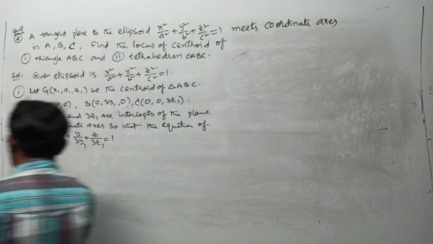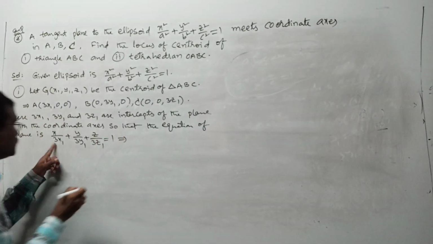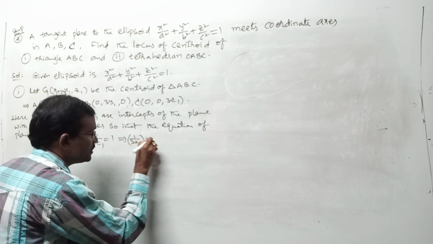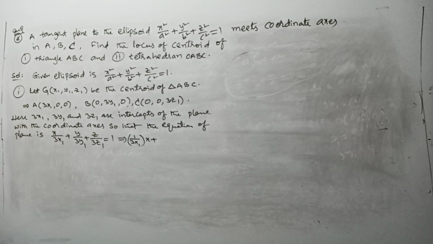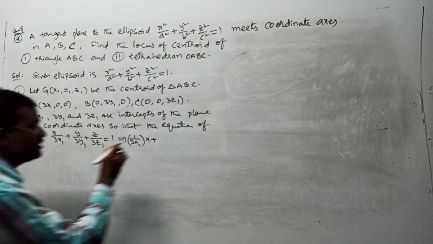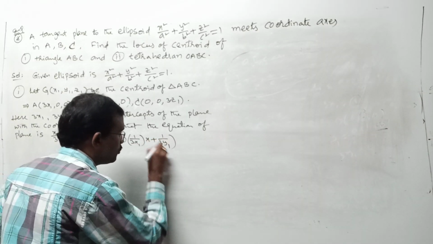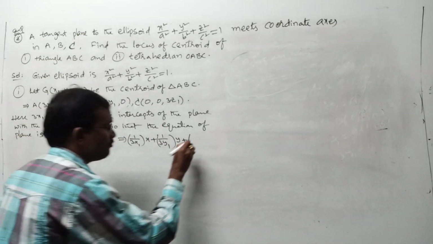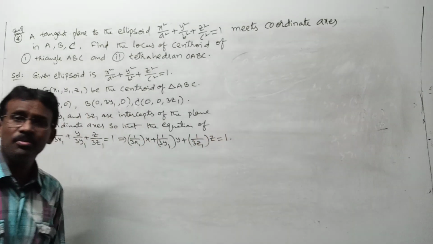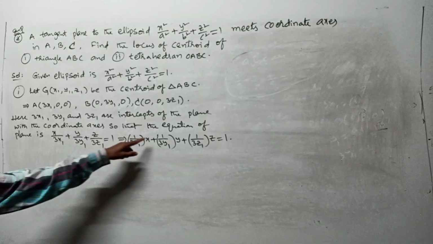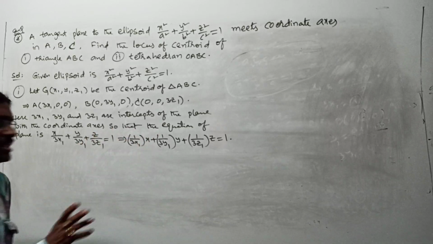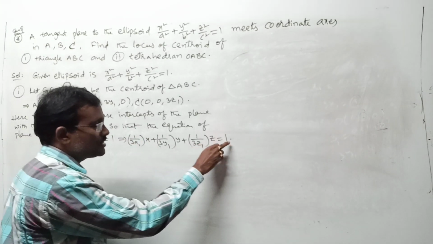Come on to here. This result I am going to write as 1 by 3x1 into x plus 1 by 3y1 into y plus 1 by 3z1 into z equal to 1. Any problem? This is in the form of lx plus my plus nz is equal to p.